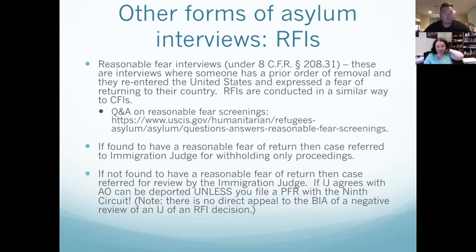If you're not found to have a reasonable fear of return, then the case is also referred for review by the immigration judge. But if the immigration judge agrees with the asylum officer, then you can be deported, and probably will be deported pretty quickly, unless you file a petition for review with the Ninth Circuit. The important thing to note is that there's no direct appeal to the BIA of a negative review by an IJ of an RFI decision. Very important to know, it's one of the very few circumstances when you can't appeal an immigration judge decision to the BIA. Next slide.